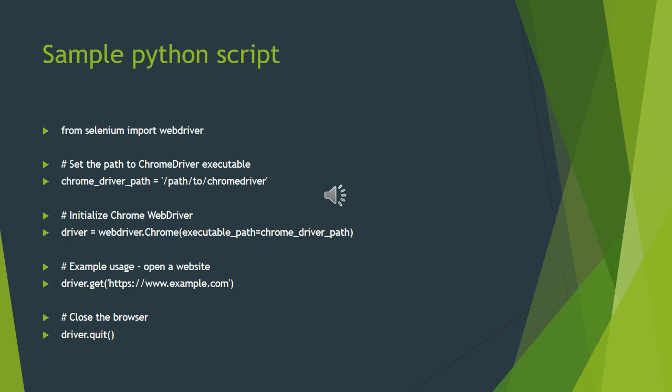Now basically what you're looking at on the screen is a sample Python script to work with the executable Chrome driver. So this one is basically going to go to the path where you have the Chrome driver downloaded, and driver.get is going to load it for your program. Later on you can use it any way you want. So this is a sample script.